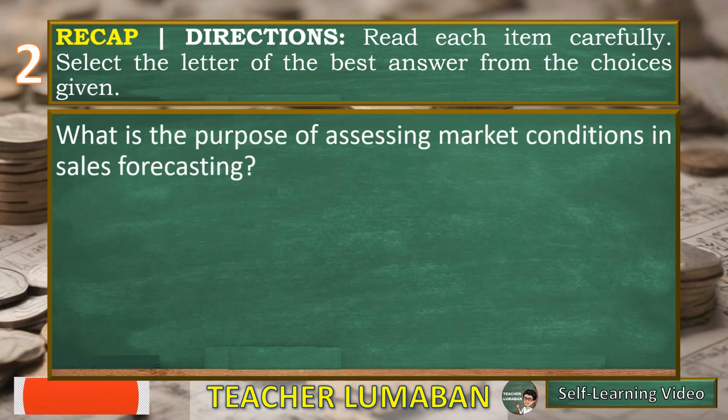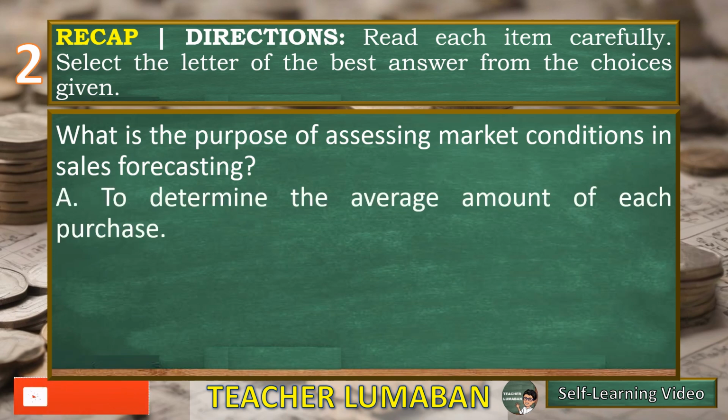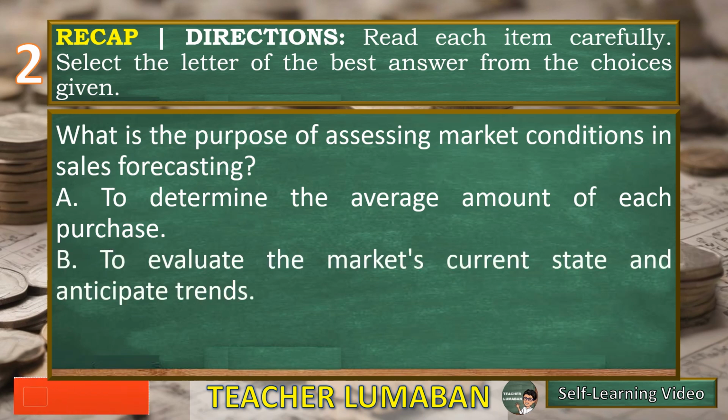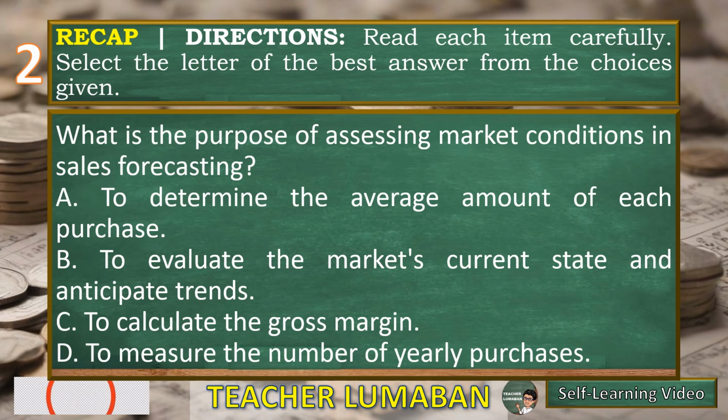What is the purpose of assessing market conditions in sales forecasting? A. To determine the average amount of each purchase. B. To evaluate the market's current state and anticipate trends. C. To calculate the gross margin. D. To measure the number of yearly purchases.